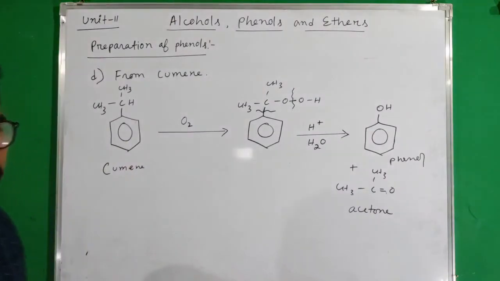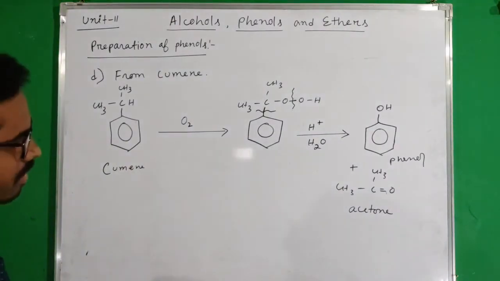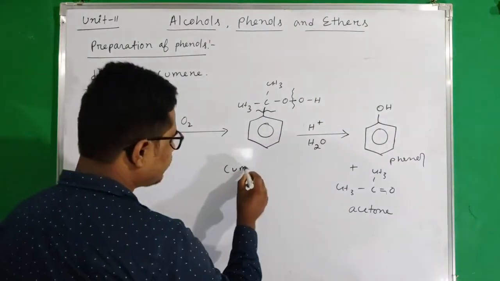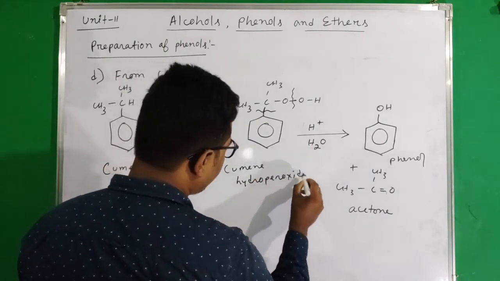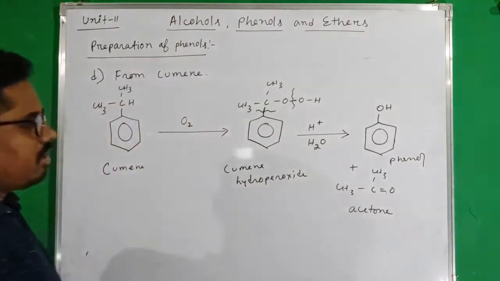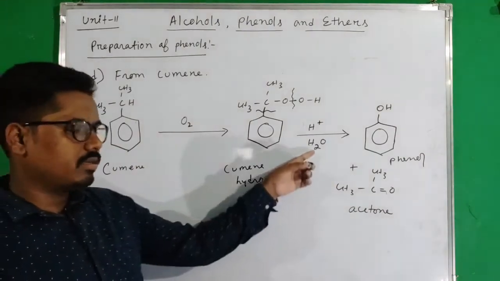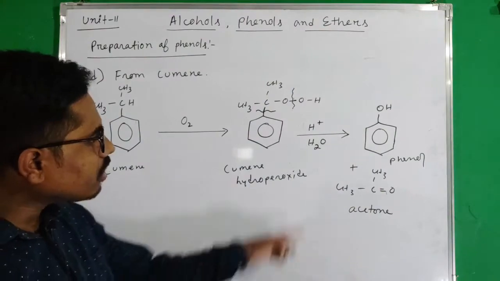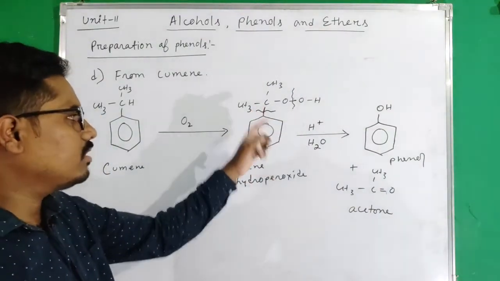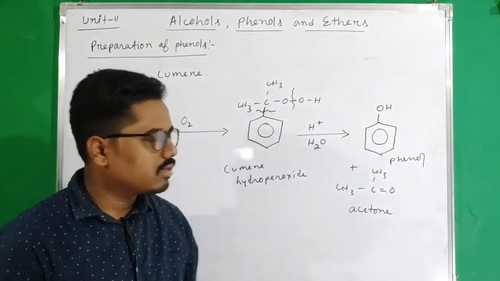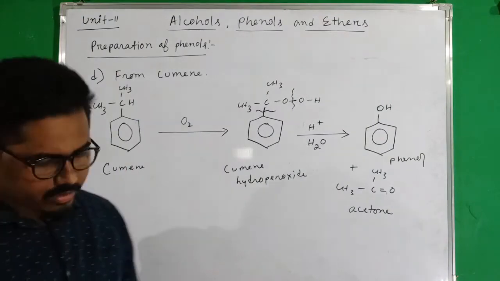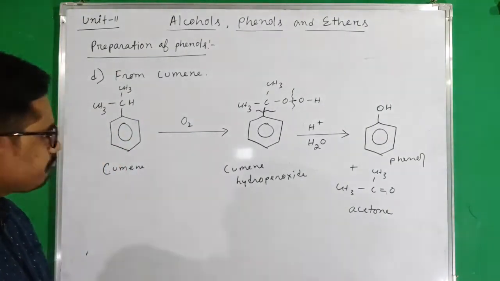At first cumene is treated with atmospheric oxygen, then this compound is formed, and the name of this compound is cumene hydroperoxide, okay, because a peroxide bond is present. And when this compound is hydrolyzed with an acid, then the peroxide bond breaks and the carbon-carbon bond also breaks, okay, and after that phenol and acetone are formed. So we have converted cumene into phenol.